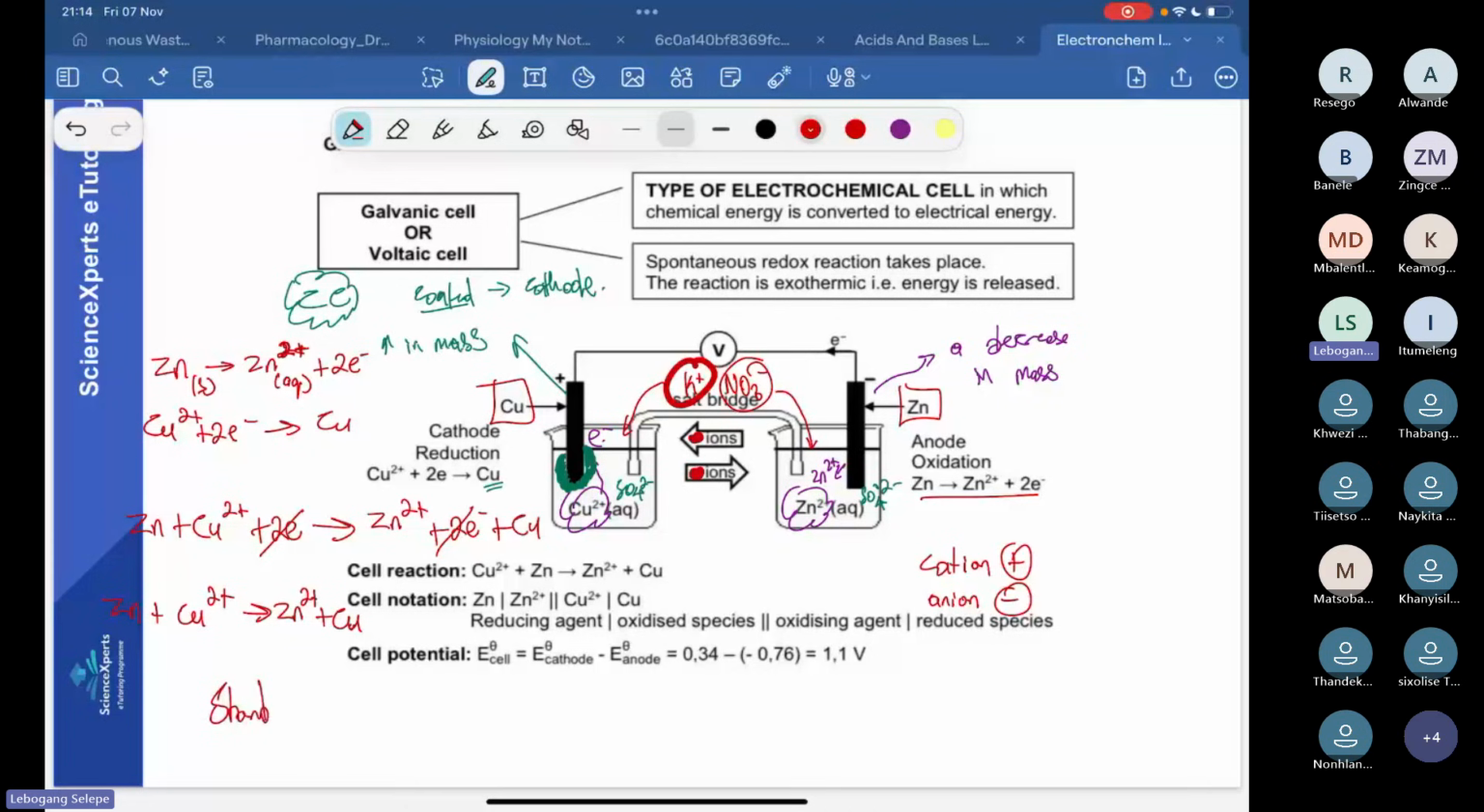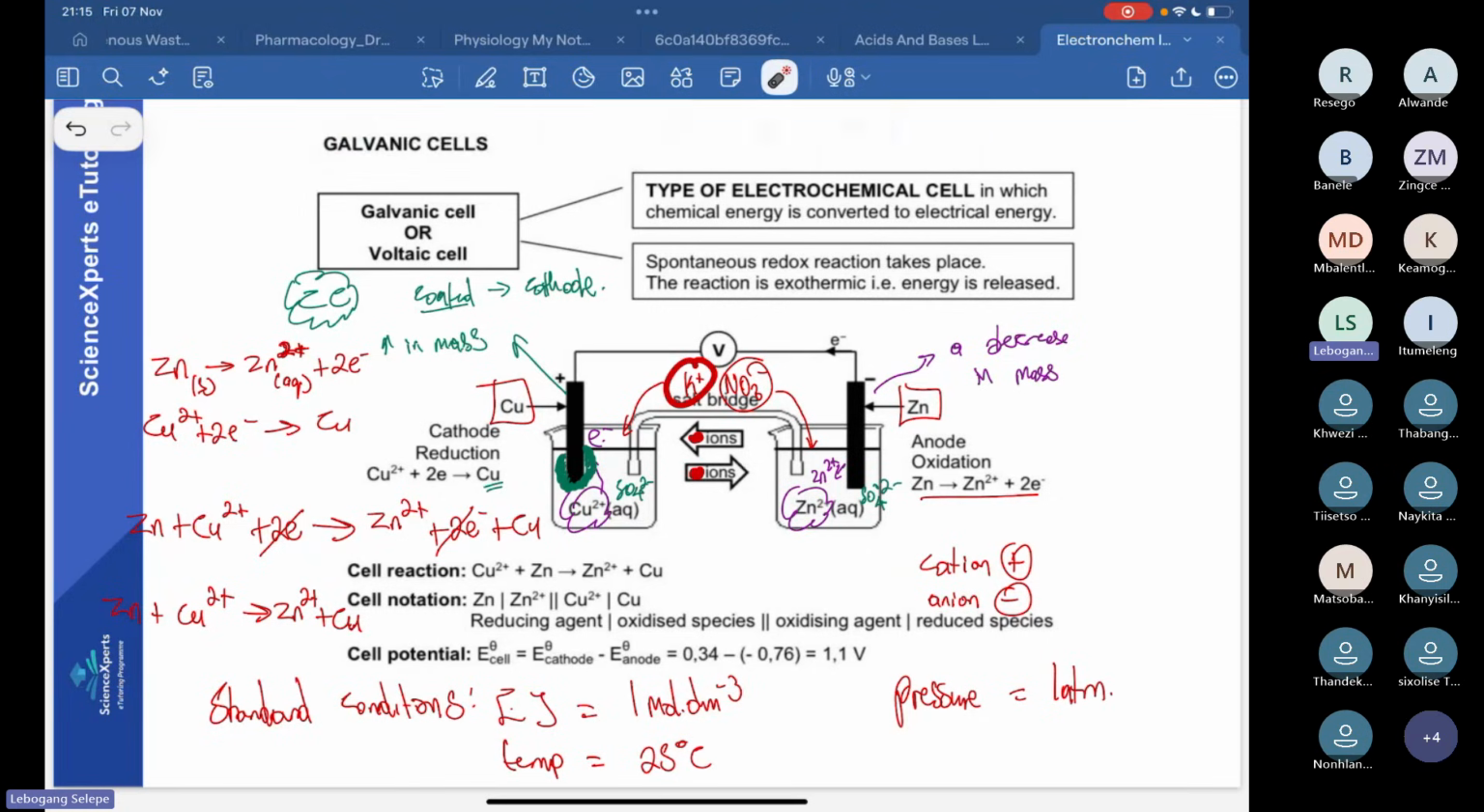Then we also have what we call the standard conditions. These are very important. Write them down. Don't go into the exam without knowing the standard conditions. Number one, concentration should be 1 mole per dm cubed. The temperature should be 25 degrees Celsius. Then if gases are involved, the pressure should be 1 atm.